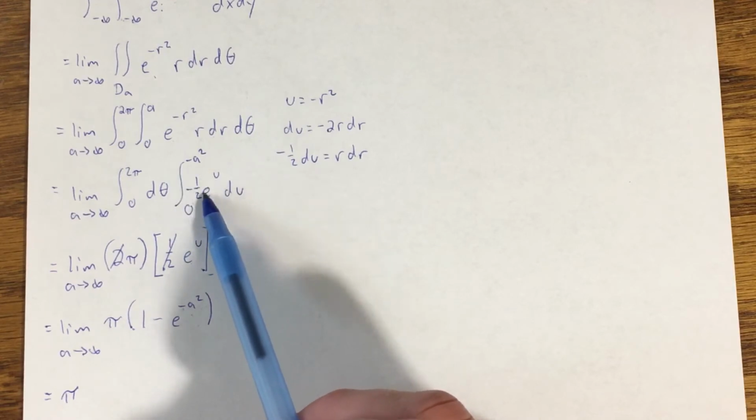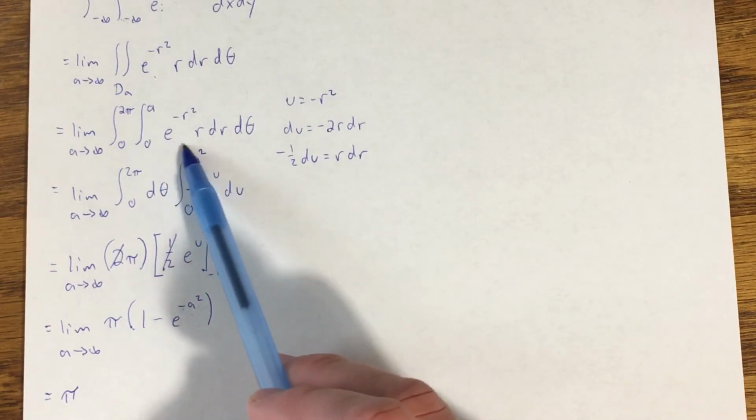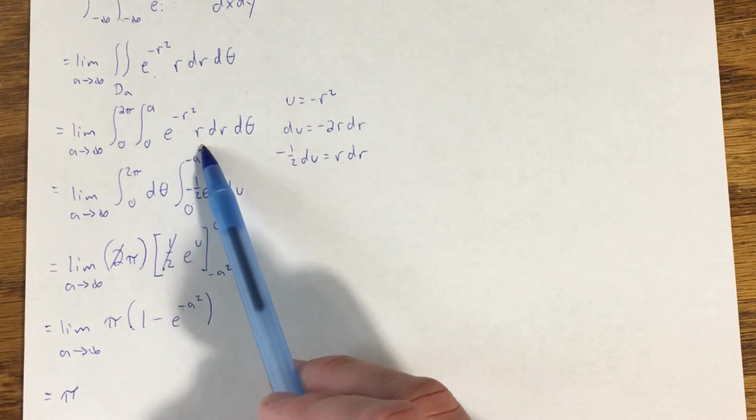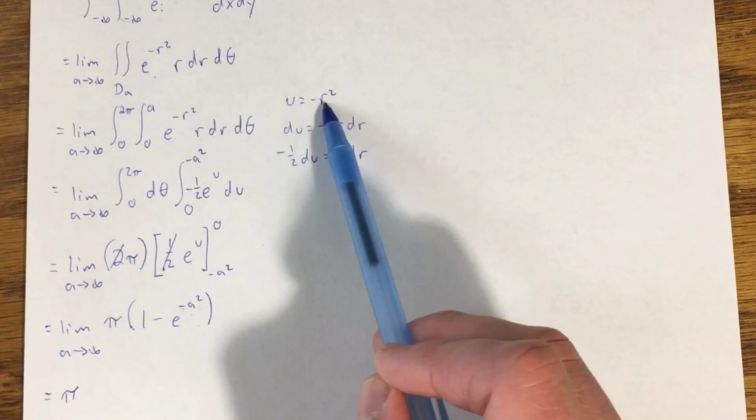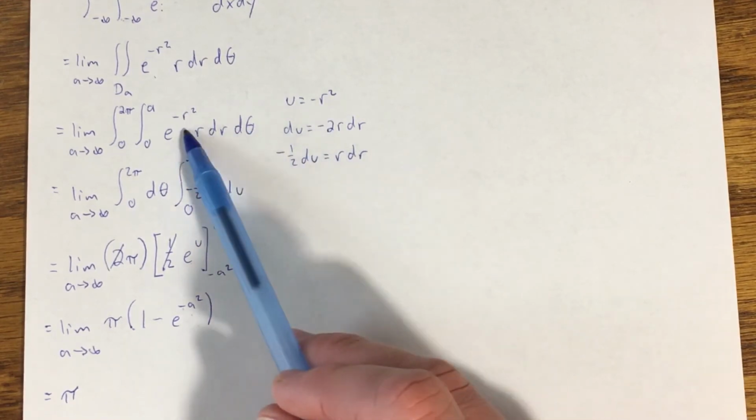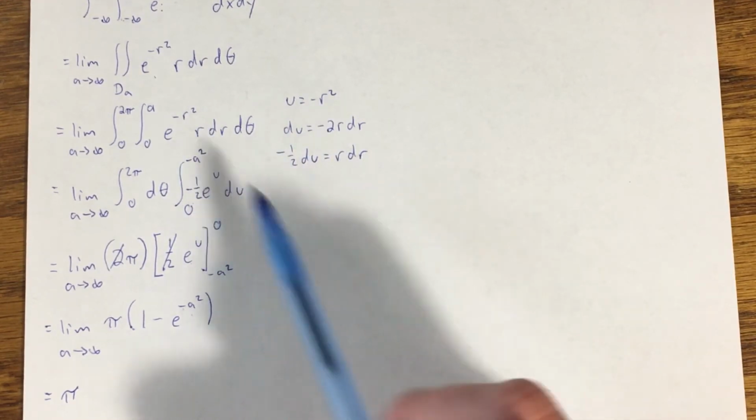When I want to integrate the function that's given in terms of r, my u substitution, the natural one I would want to use, is u equals negative r squared. So I did that here. That u substitution leads to this integral.